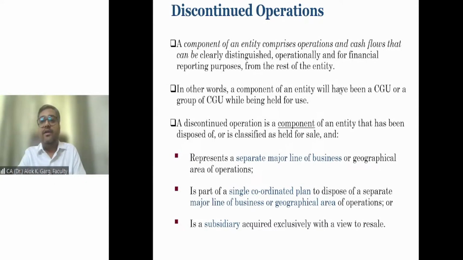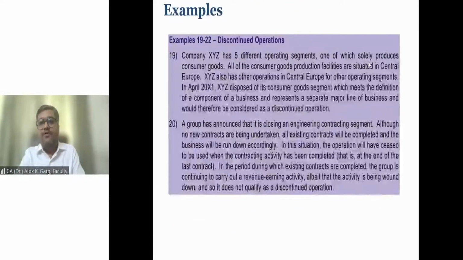Company XYZ has 5 different operating segments, one of which solely produces consumer goods. All of the consumer goods production facilities are situated in Central Europe. XYZ also has other operations in Central Europe and other operating segments, right? In April 2001, XYZ disposed of its consumer goods segment, which meets the definition of a component of a business and represents a separate major line of business. Therefore, it will be considered as a discontinued operation, right?